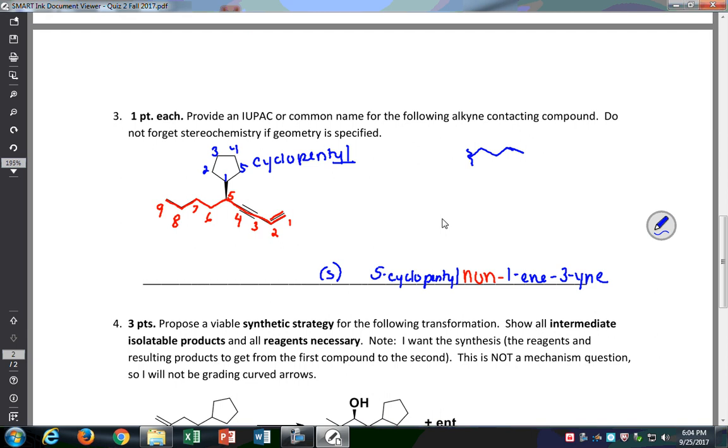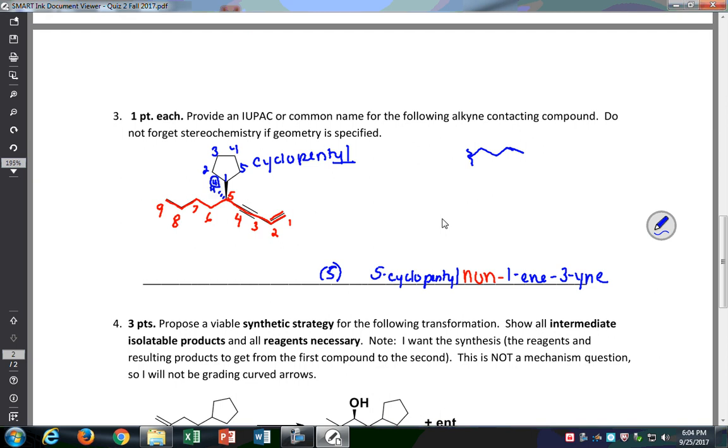And then the last thing, this is going to be S. So you need to specify stereochemistry if geometry is specified. Now, my double bond is not an isomer. It's neither a cis-trans isomer or an E or Z because we have 2 hydrogens on carbon 1. So you don't have to worry about specifying a double bond because it doesn't have a stereoisomer. So for S, of course, our number 4 is hydrogen. It's going back.